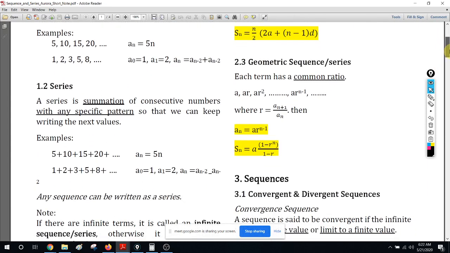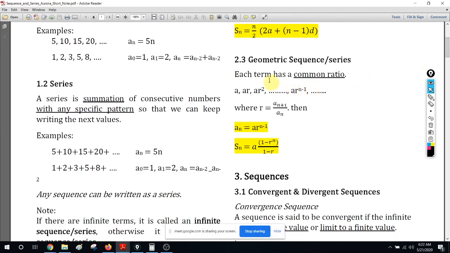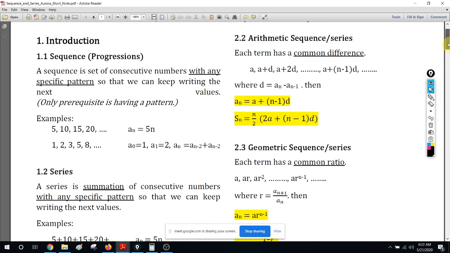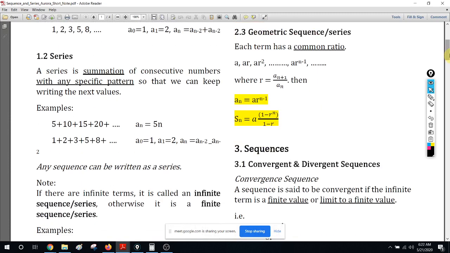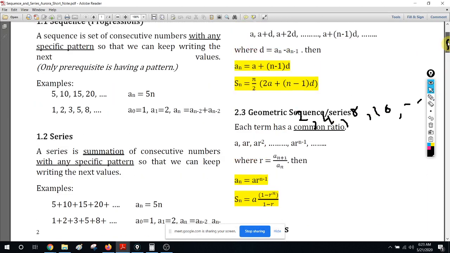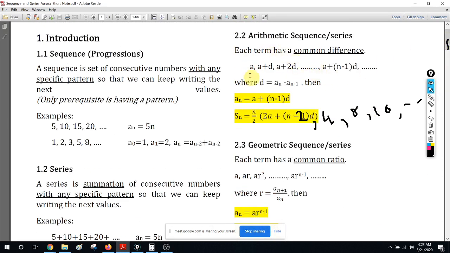Then we have the geometric sequence. A geometric sequence means a sequence with a common ratio. A sequence with a common ratio is called a geometric sequence. The earlier one is a sequence with a common difference, right? Common ratio means something like this. For example, if you have 2, then 4, then 8, 16, etc. Now you can see there's a common ratio. So how to find the common difference? You subtract the left side term from the right side term.